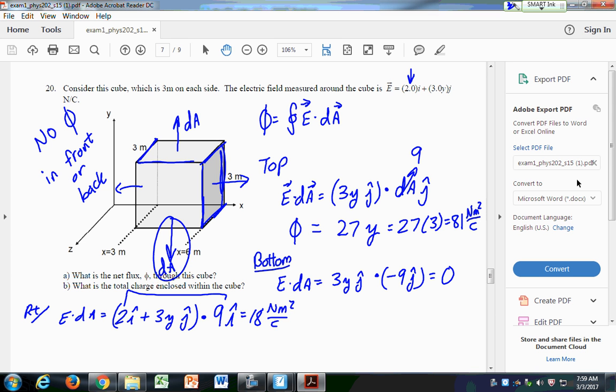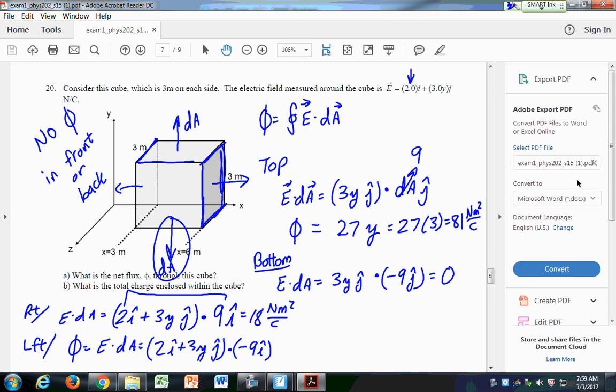So that's the right face. And then the left face, well, it's going to be identical, except it's going to be negative. So the flux for the left face is E dot dA, 2i plus 3yj, dotted with negative 9i.